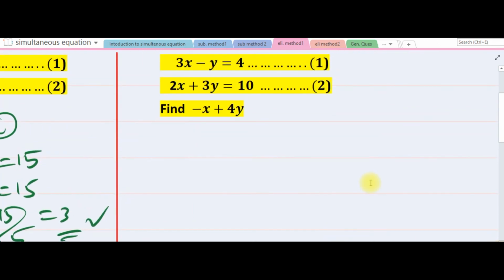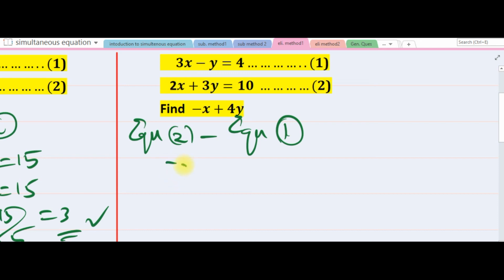So again, the final one here, we are given 3x minus x. So the only way, 2x minus 3, okay, so subtract. So let's do equation 2 minus equation 1. You now notice 2x minus 3x is minus x. 3y minus y is plus 4y. 10 minus 4 is 6.